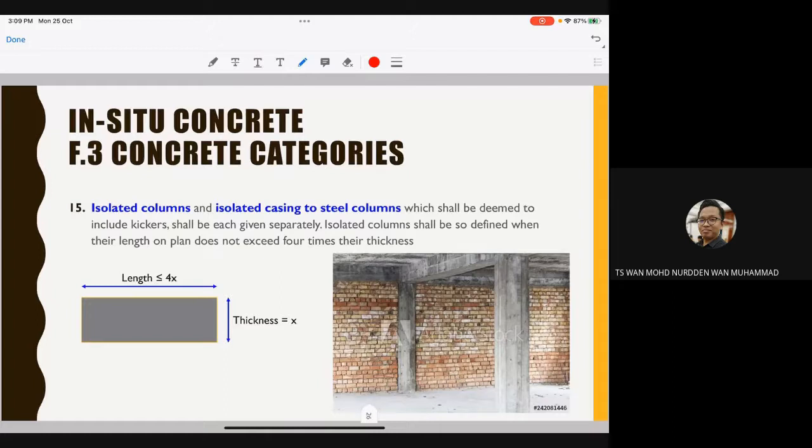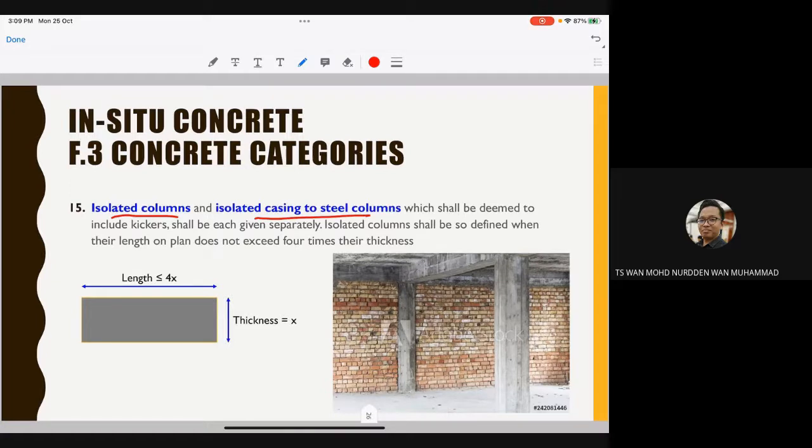Okay, kita sambung. Okay, 15, F3 15. Okay, isolated column and isolated casing to steel column, which shall be deemed to include kickers, shall each be given separately. Isolated column shall be defined where their length on plan does not exceed 4 times their thickness. Nah, maksudnya macam ni lah. Kalau isolated column ni, isolated steel casing to column, identical lah lebih kurang macam tu gambar dia.